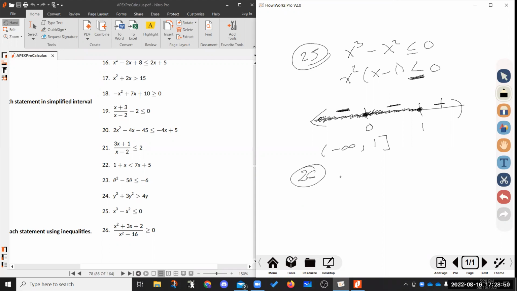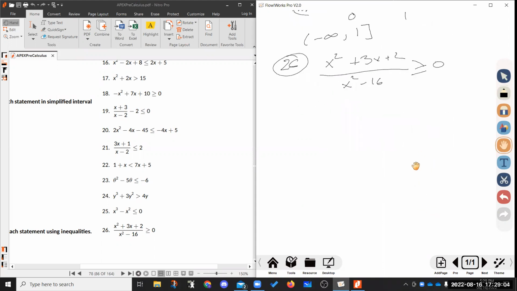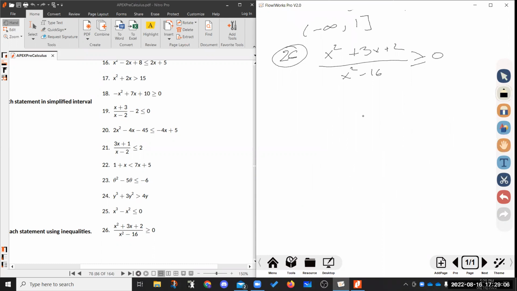26, x squared plus 3x plus 2 over x squared minus 16 greater than or equal to 0. So we're going to factor the numerator, x plus 1, x plus 2. The denominator, we're going to have x plus 4, x minus 4. It's going to be greater than or equal to 0.